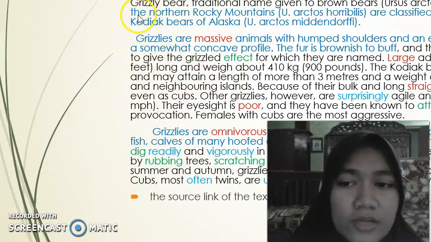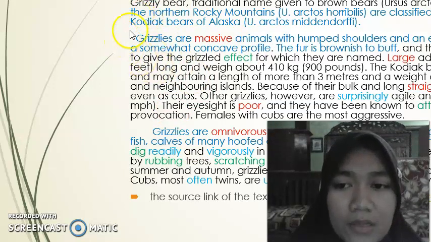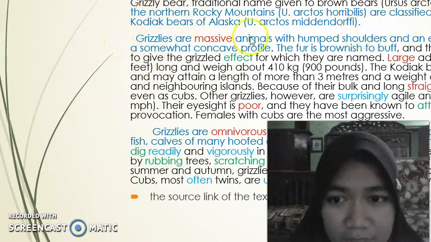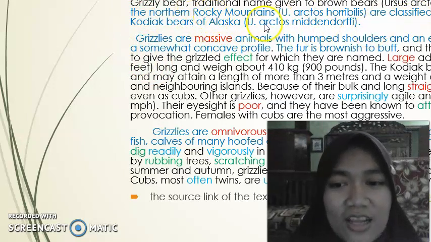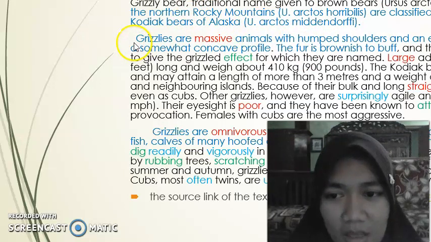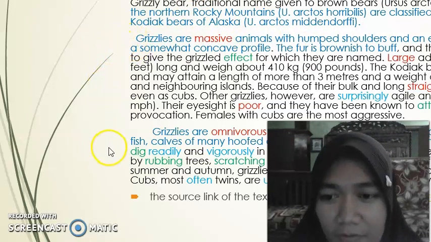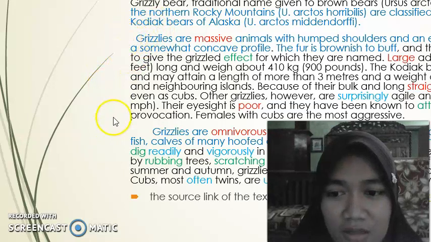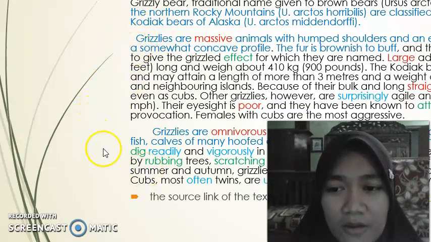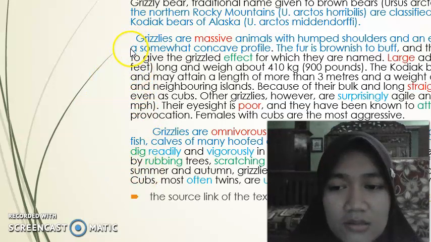Next, generic structure of descriptive text. In this first paragraph, this is identification, and the other paragraphs, from paragraph 2 until the end, until paragraph 3, it is description.